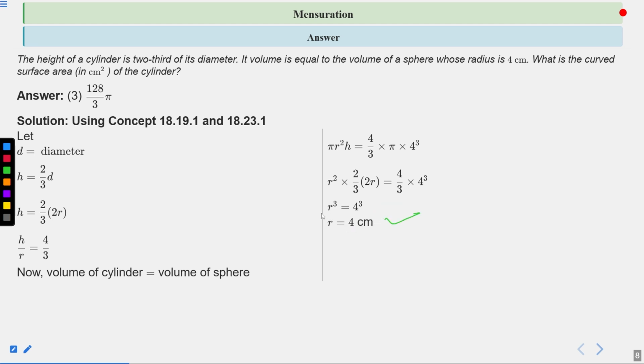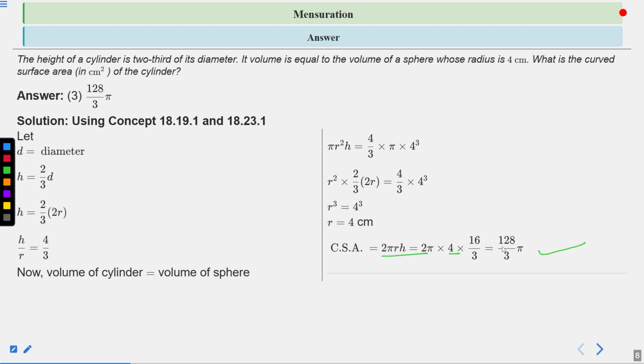Now we can calculate the curved surface area of the cylinder, which is 2 pi rh. So we know that 2 pi into r is 4 and h is 2 by 3 of 2r. Just put the value, we get 16 by 3, and when we simplify it, we get the curved surface area of the cylinder as 128 pi by 3. So the third one is the correct answer of this question.